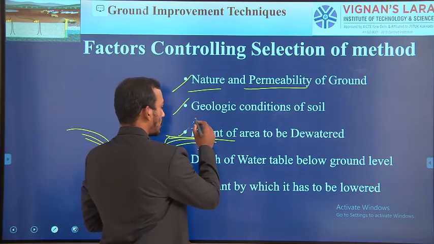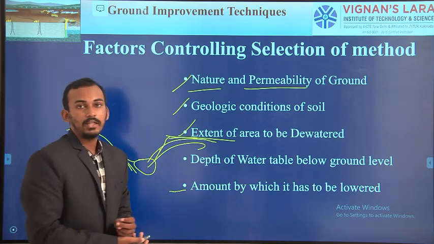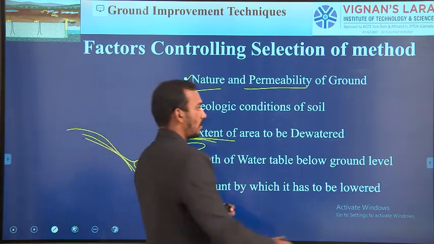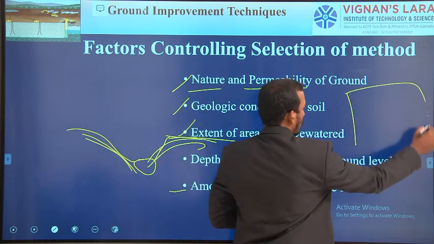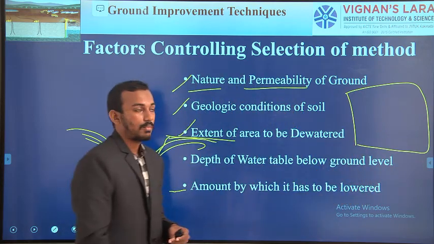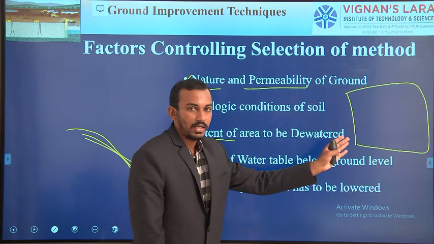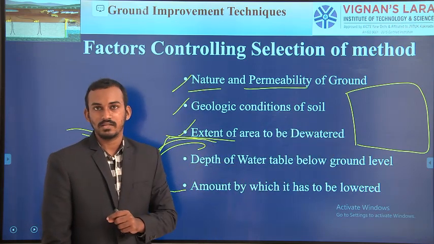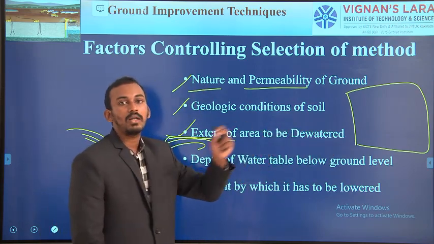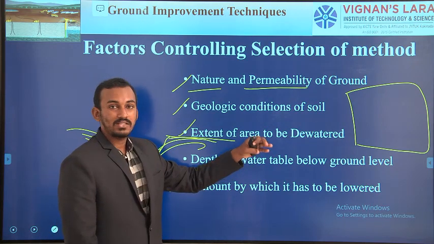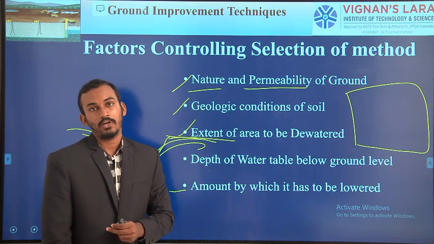And the next one is extent of area to be dewatered. So it is strictly based on area, on how much area we need to excavate. For example, sump and ditches, the first method, cannot be used for larger areas. It is useful only for smaller areas. If we use it for larger areas, we cannot remove the water effectively.